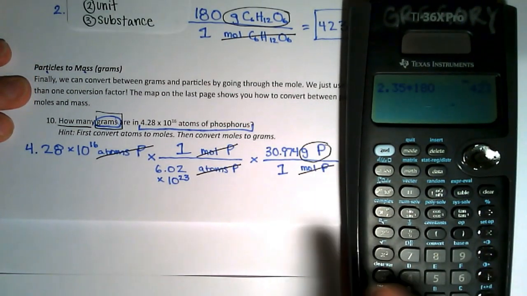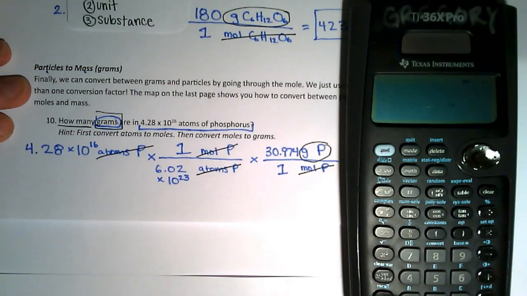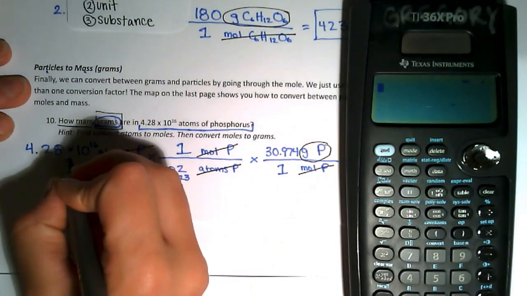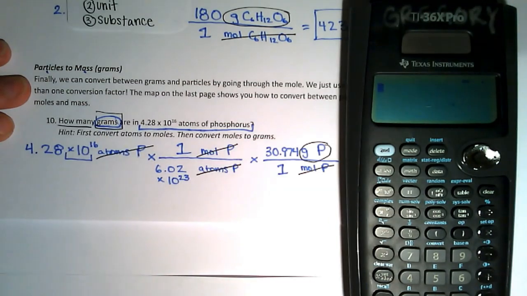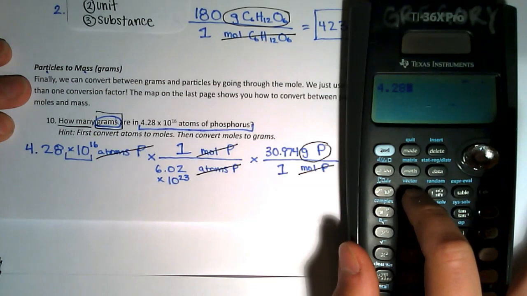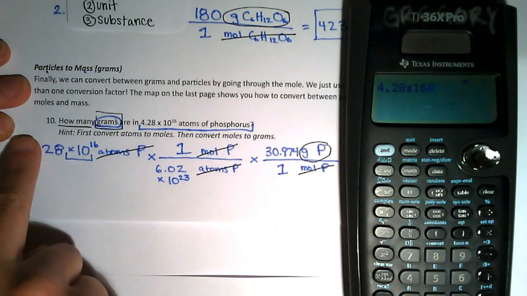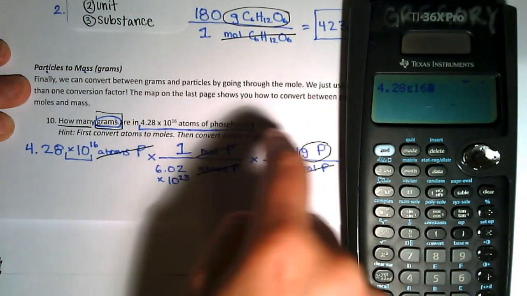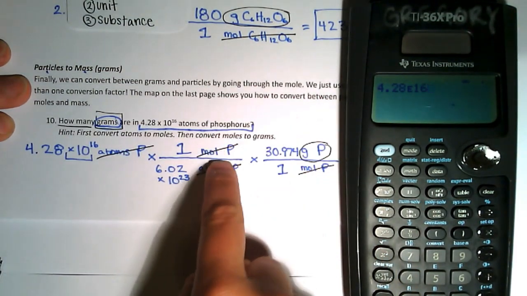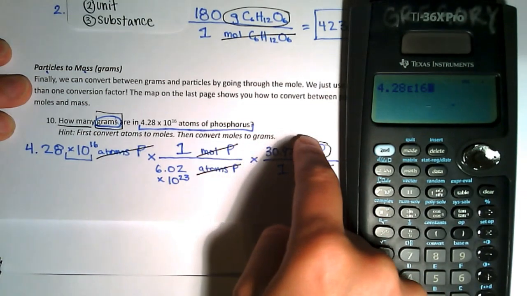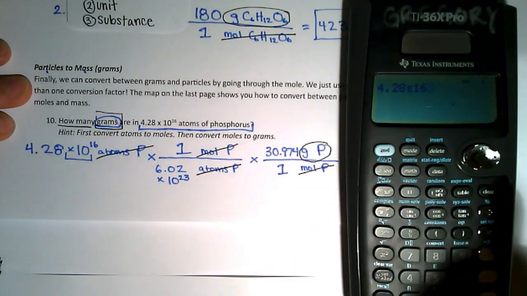And remember, when we type exponents into our calculator, we use a button that either says times 10 to the x or the n or e, and we use that to take up the whole times 10 part, and then we just type in the exponent. So I'm going to put 4.28 e to the 16th, and then I'm going to multiply everything across the top first. So I need to multiply by 1, but that's going to be the same thing, and then multiply by 30.974.